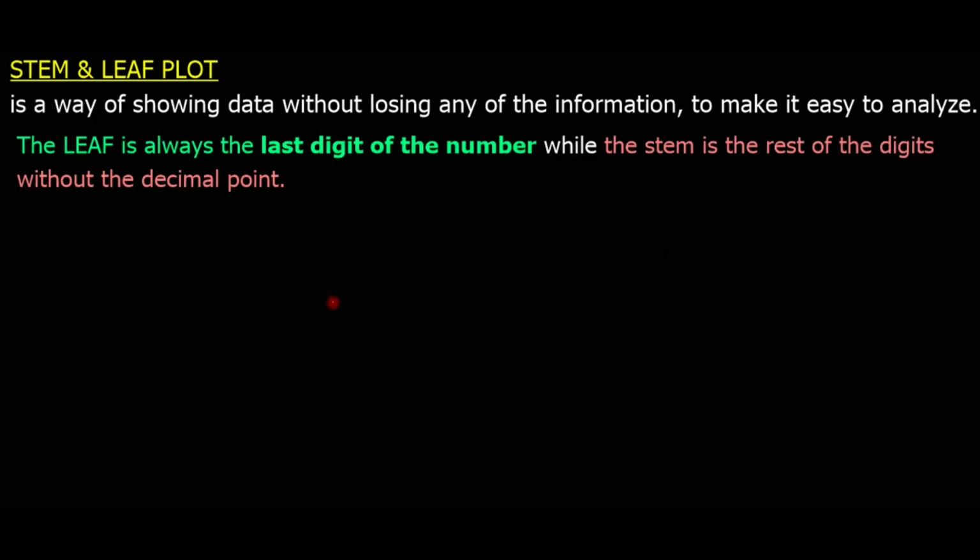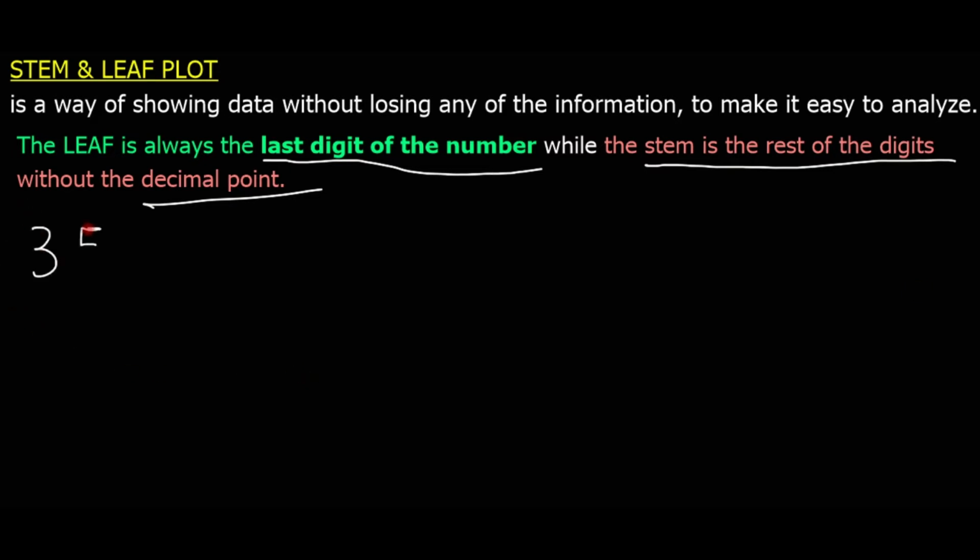So when representing the data on the stem and leaf plot, it's important to understand the leaf is always the last digit of the number, and the stem is the rest of the digits without the decimal point. Example, let's say we have 352, and then let's say we have 12.73, and then let's say we have 12.0, and we want to write this data using the stem and leaf plot.